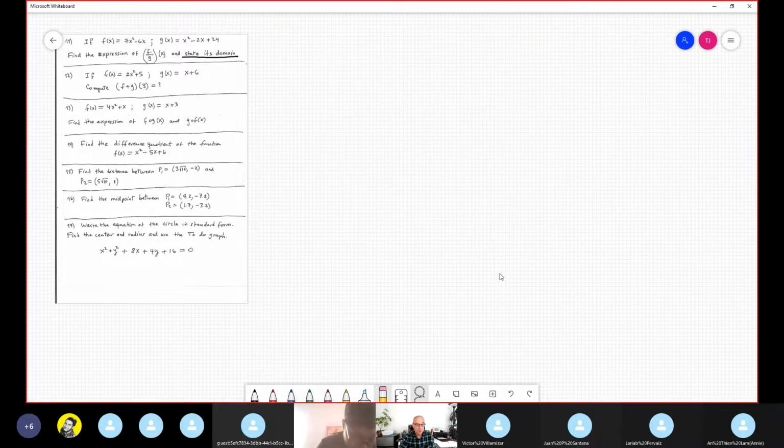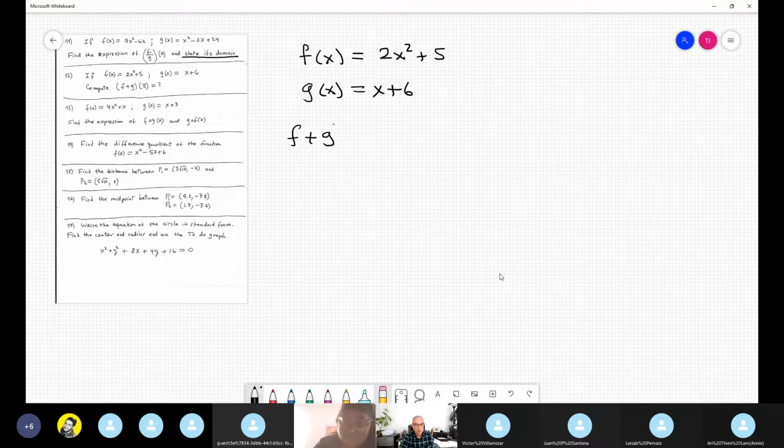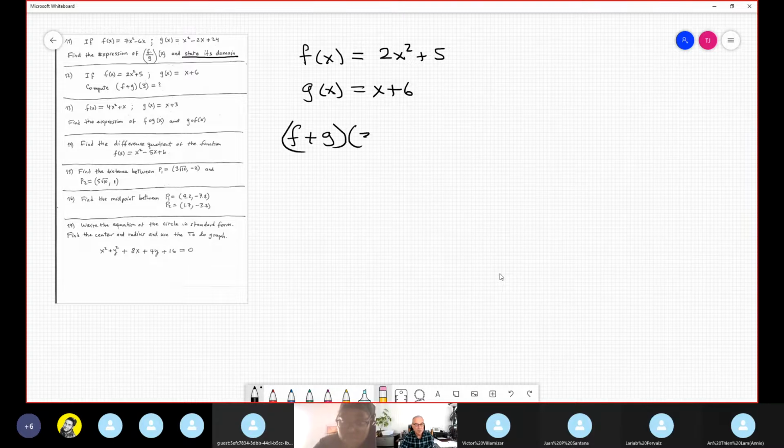Question 12, again, is a combination of functions. The function is f of x equals 2x squared plus 5. And we have another function g of x equals x plus 6. Oh, easy, linear, and this is quadratic. And you need to compute f plus g evaluated at 3. Wow, this is a piece of cake. This is equivalent to saying f evaluated plus g evaluated.